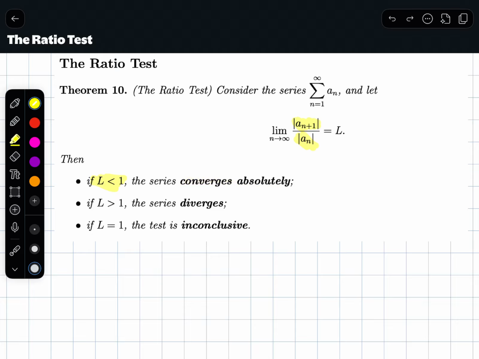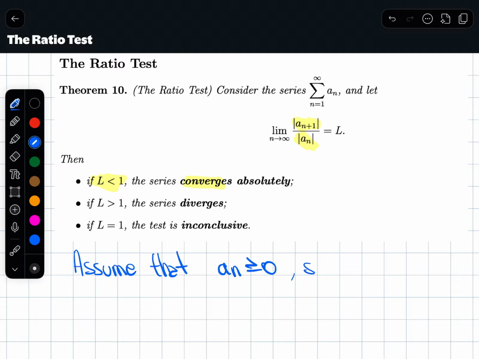Let's ignore the absolute portion for a second and understand why that's the case. Let's just pretend, assume for a second, that the a_n are non-negative, so the absolute value is just a_n. And what happens if this limit is L? I'll call it R, and you're going to see exactly why. Let's say L equals R, and you're going to see exactly what's going on.